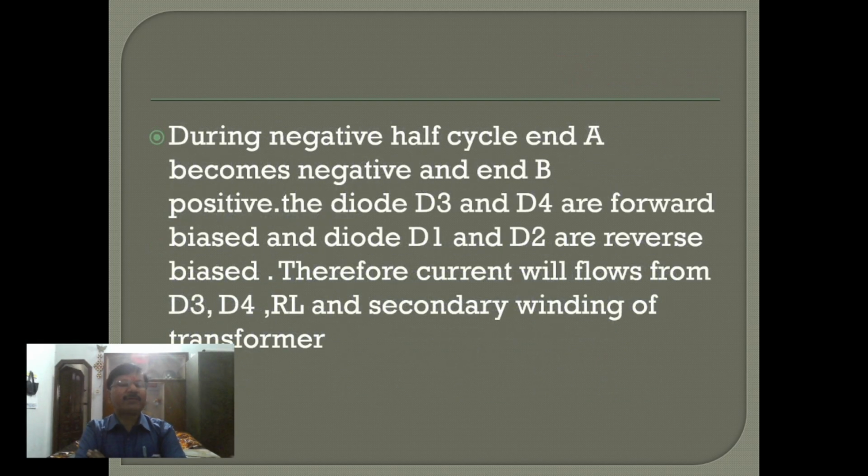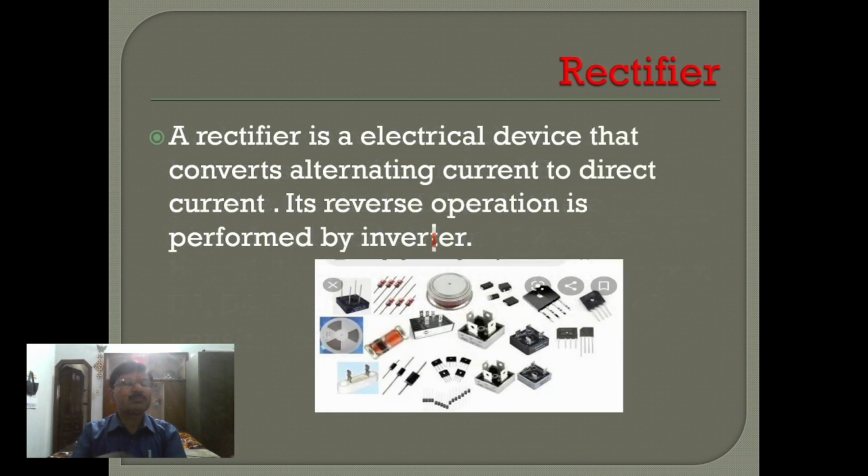During the negative half cycle, end A becomes negative and end B positive. The diodes D3 and D4 are forward biased and diodes D1 and D2 are reverse biased. Therefore, current will flow through D3, D4, RL and the secondary winding of the transformer.